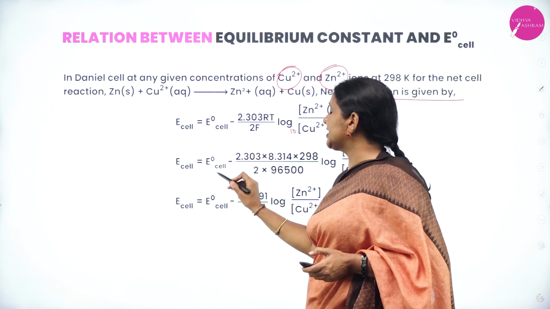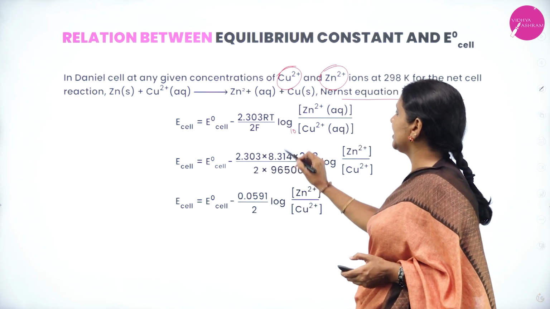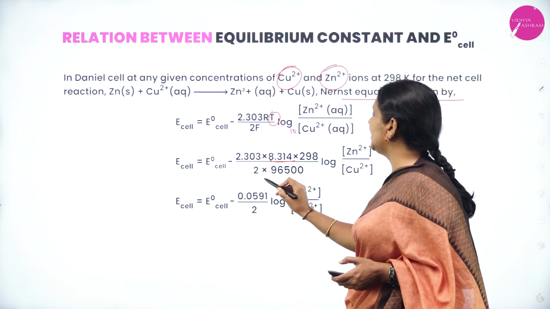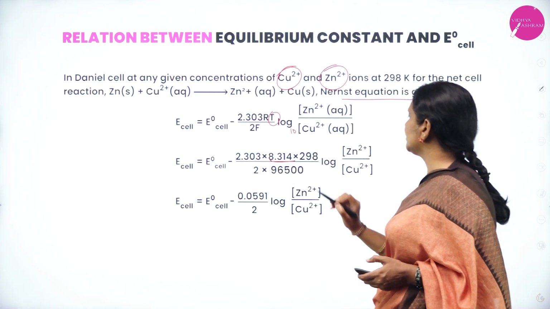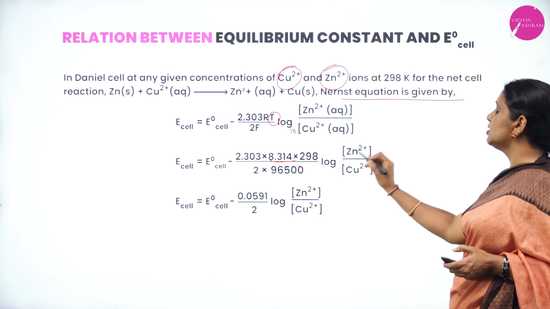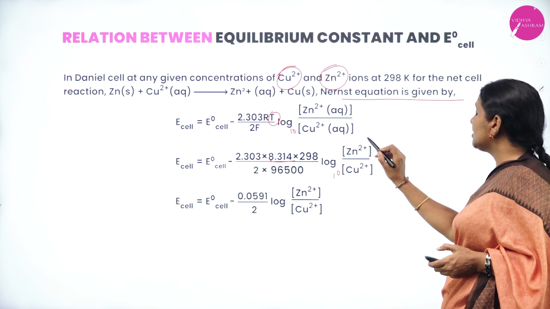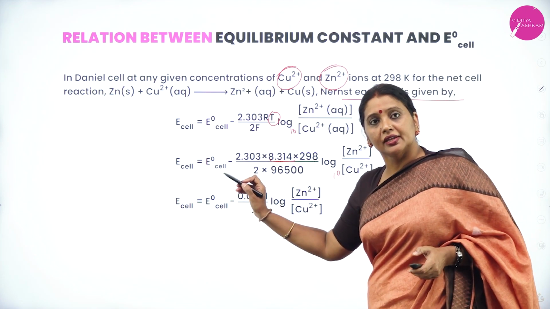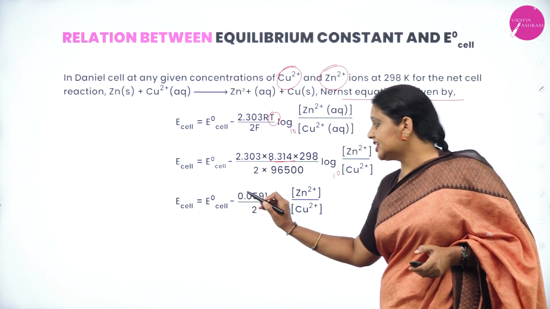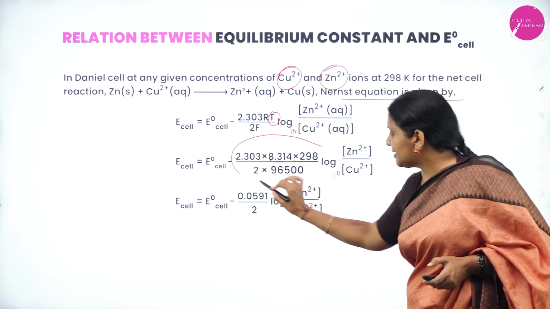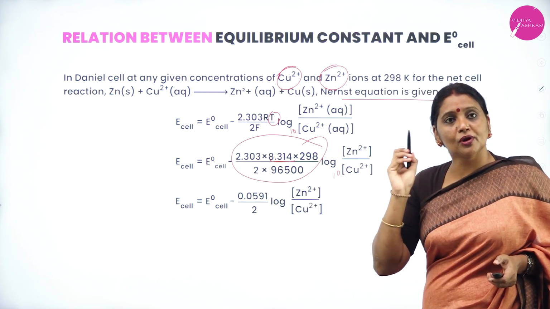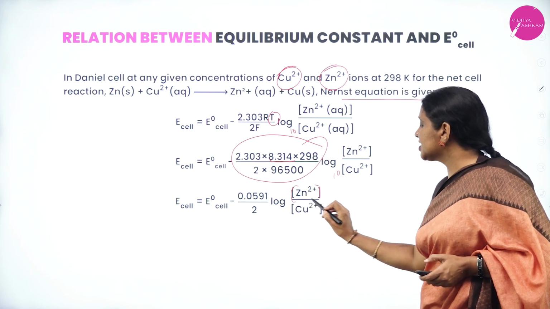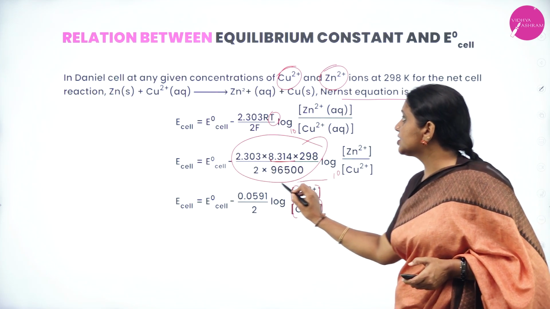E cell is equal to E naught cell minus 2.303, the R value is 8.314, the temperature is 298 Kelvin, and 2 Faraday is equal to 96,500, log to the base 10 of the molar concentration of zinc ion divided by the molar concentration of copper ion. Therefore, if you simplify this, we get E cell is equal to E naught cell minus 0.0591 divided by 2 log of the molar concentration of zinc ion and the molar concentration of copper ion.